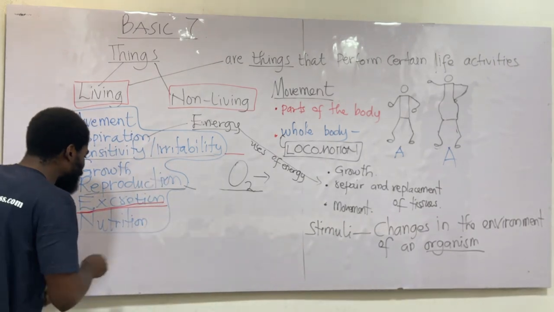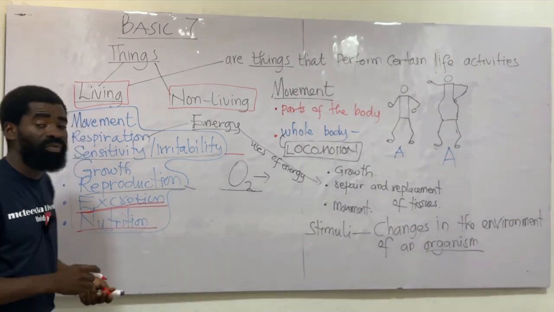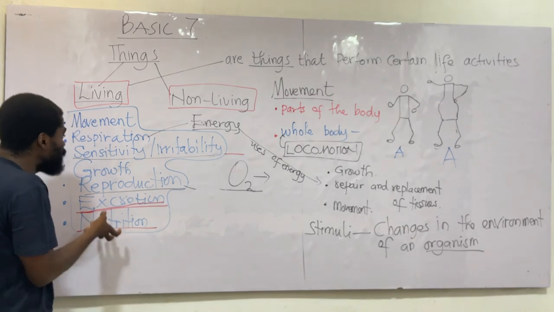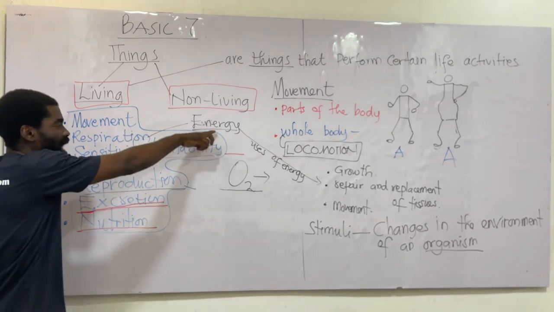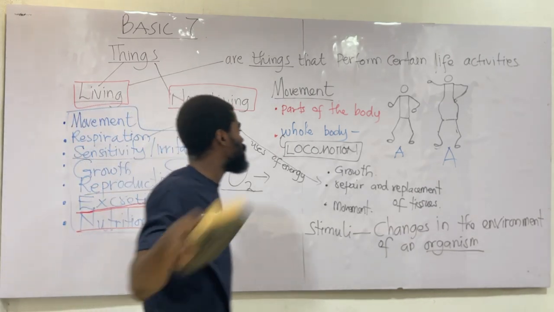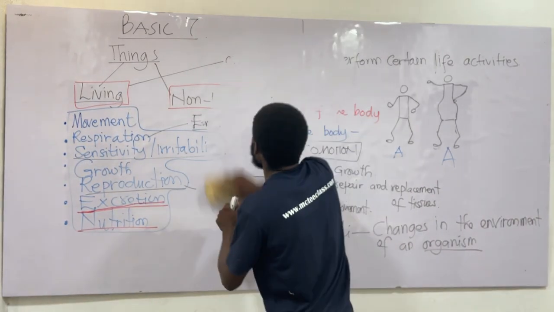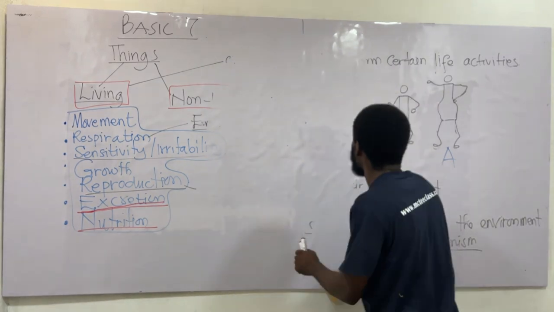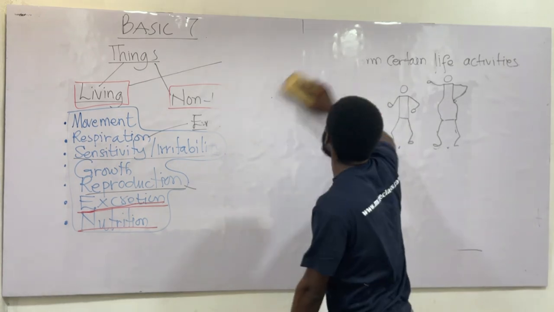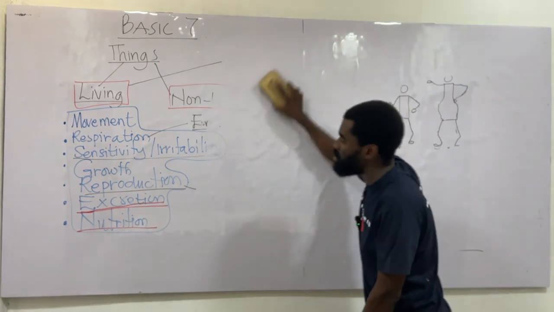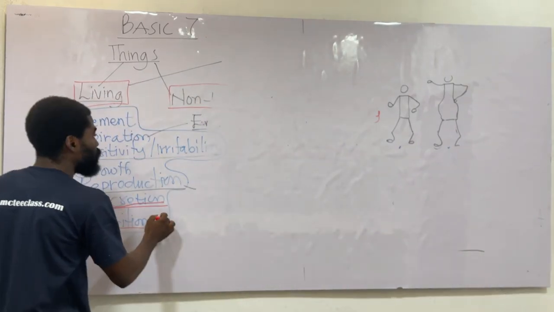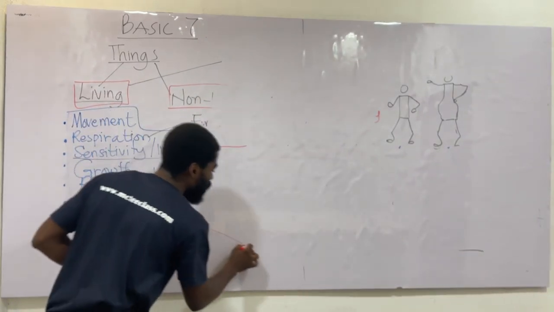Then we come to the last life process, which is nutrition. Very, very important. In fact, this is one of the most important parts, because once you don't take in food, you can't get the energy, and these processes can't be performed. But what is nutrition? Nutrition is the process by which living organisms obtain food.